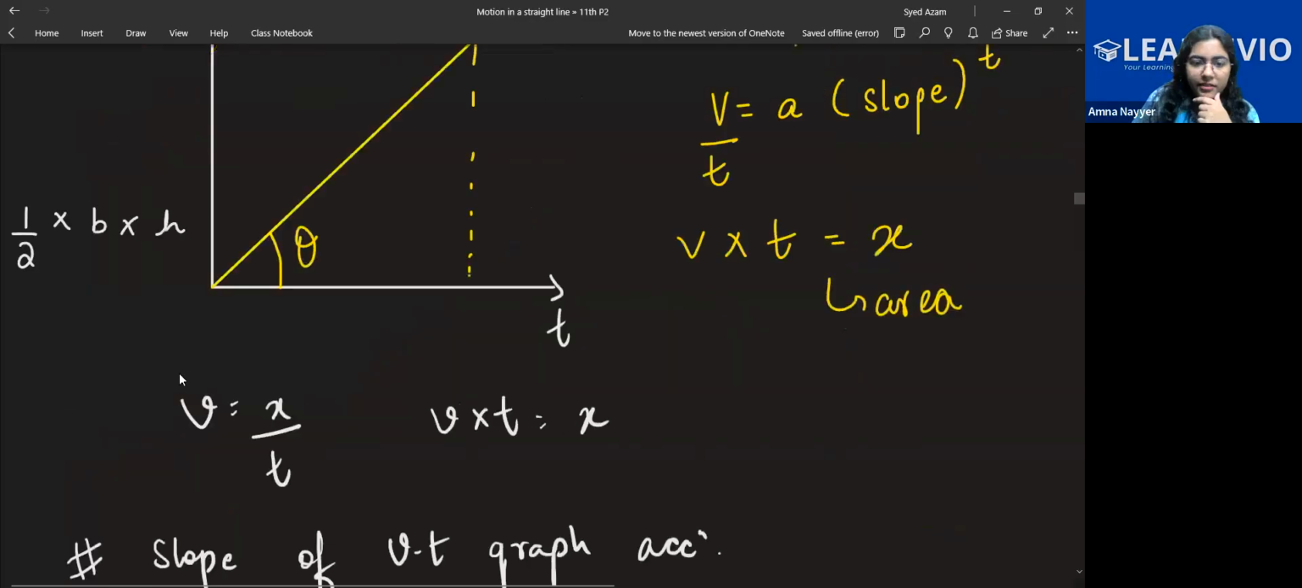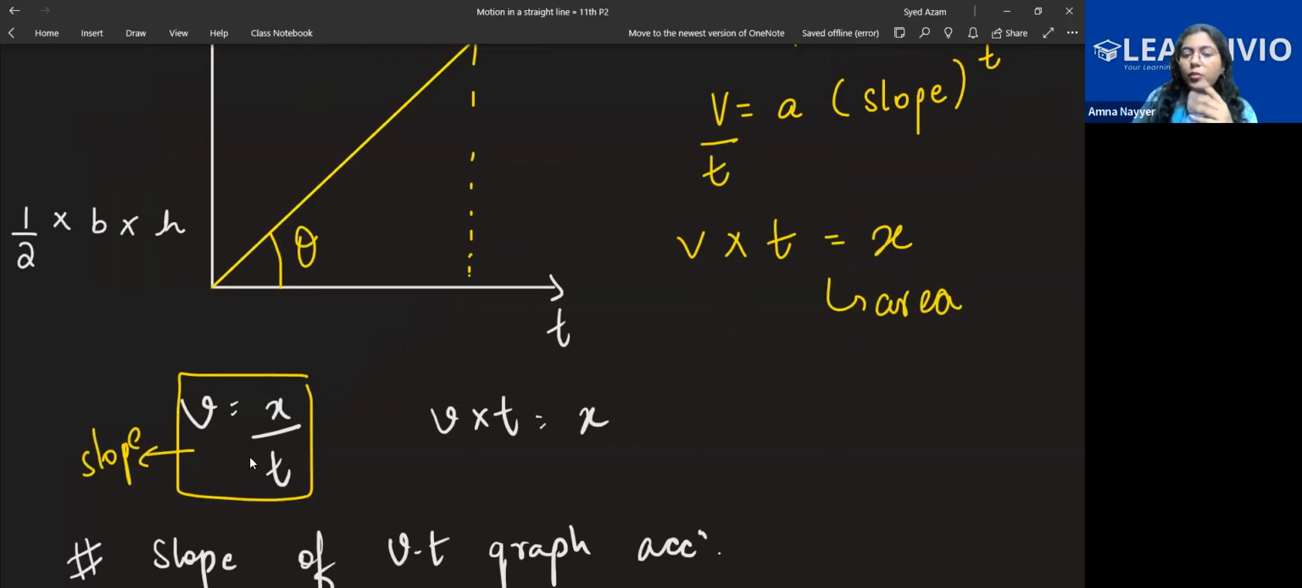When you divide two quantities, that is given by the slope of the graph. This is very important, what you've written. And when you multiply two quantities and you get a third one, then you take the area under the graph. Properly take half into base into height. If a trapezium is formed, half into sum of parallel sides into height. If a rectangle is formed, length into breadth. Like this, properly take the geometrical area which you've studied.